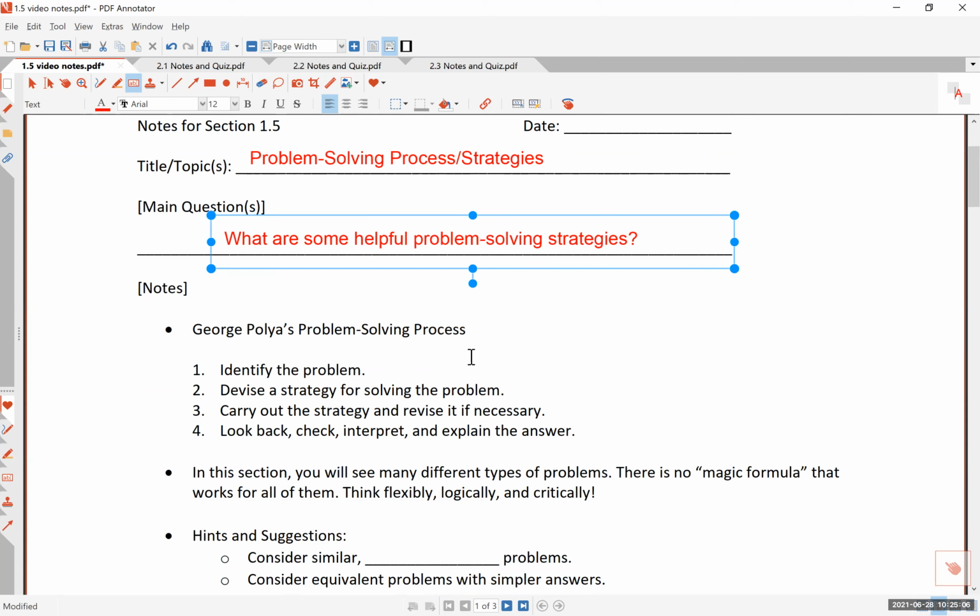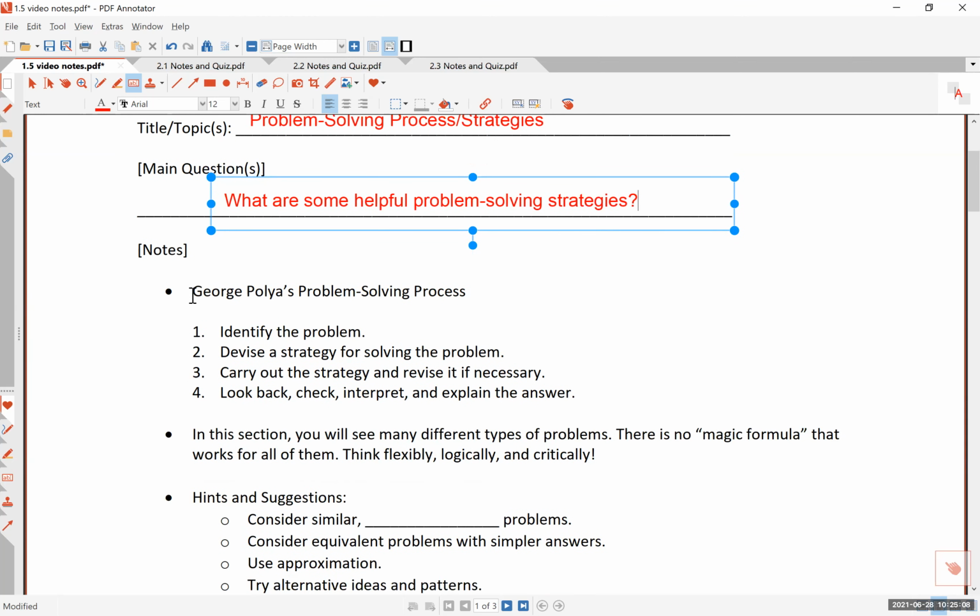Have to memorize these, obviously. Okay, but George Polya is this famous math educator who used to teach at Princeton University, and he has written several books on problem solving. And he gave us a 4-step problem solving process. Number 1, identify the problem. Number 2, devise a strategy. Number 3, carry it out and revise if necessary. And number 4, look back, reflect, and think, interpret the answer.